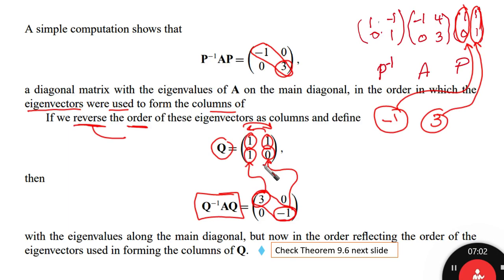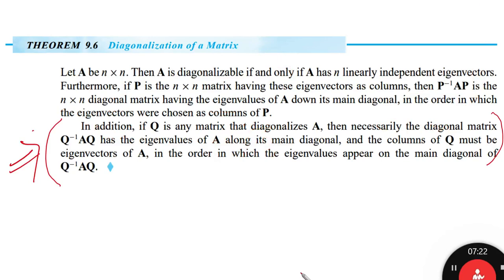Okay? With the eigenvalues along the main diagonal, but now in the order reflecting the order of the eigenvectors used in forming the columns of Q. As we have said before. Do you remember that I have mentioned this before in the theorem? Let's recall theorem 9.6, which is in the next slide. This part. Do you remember this part that I explained two or three videos before?